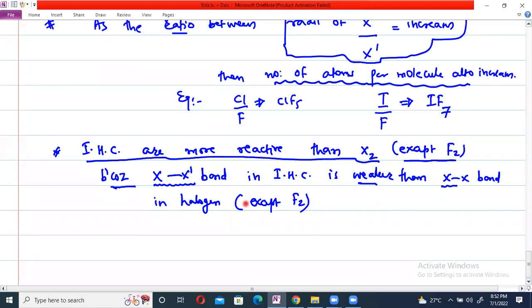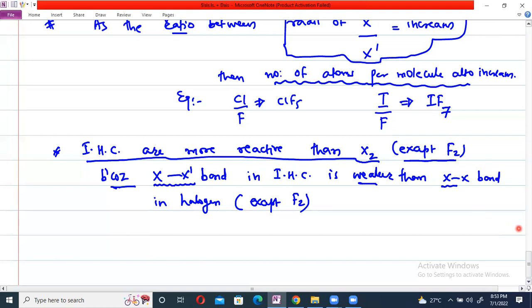Other than fluorine. Means if they ask the question among the interhalogen compound and fluorine, which is more reactive? Obviously fluorine is more reactive than interhalogen compound. But among the X X' bond and the fluorine-fluorine bond, which is weaker? Obviously the fluorine-fluorine bond is weaker than the interhalogen bond, right? It is about the reactivity part.